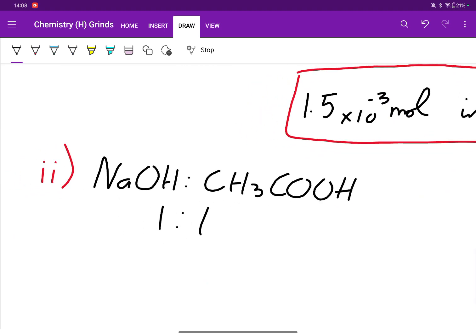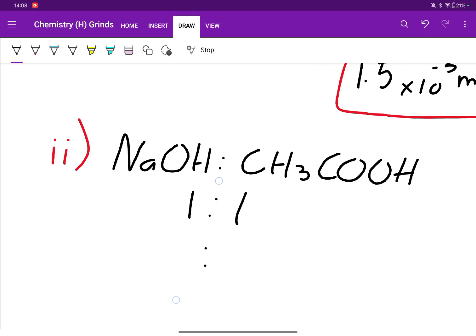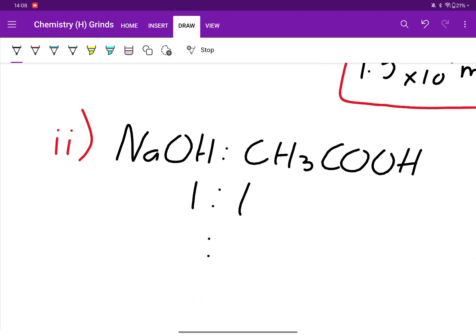So that means if we have 1 mole of ethanoic acid, we have 1 mole of sodium hydroxide. But we don't have 1 mole, we have 1.5 by 10 to the minus 3.